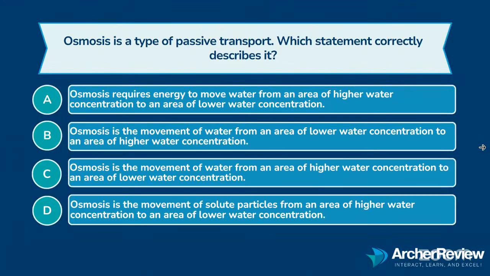Osmosis is a type of passive transport. Which statement correctly describes it? A, osmosis requires energy to move water from an area of higher water concentration to an area of lower water concentration. B, osmosis is the movement of water from an area of lower water concentration to an area of higher water concentration. C, osmosis is the movement of water from an area of higher water concentration to an area of lower water concentration. D, osmosis is the movement of solute particles from an area of higher water concentration to an area of lower water concentration. All right, let's see how we do on this one.